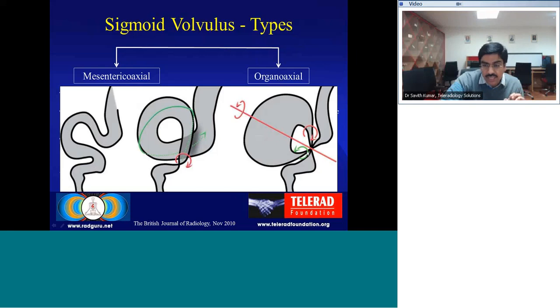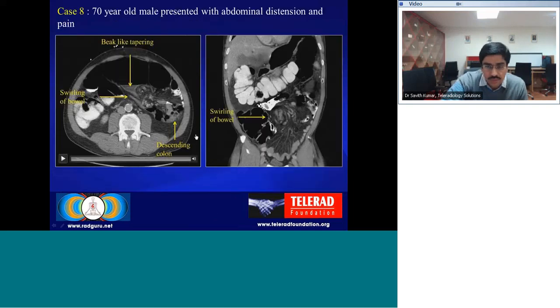This mesenteroaxial volvulus is a closed loop obstruction with narrowing of the bowel loop at two points which converge at a point or at a fulcrum. So this is a mesenteroaxial volvulus. This is an organoaxial type of sigmoid volvulus. So let's see some illustrations.